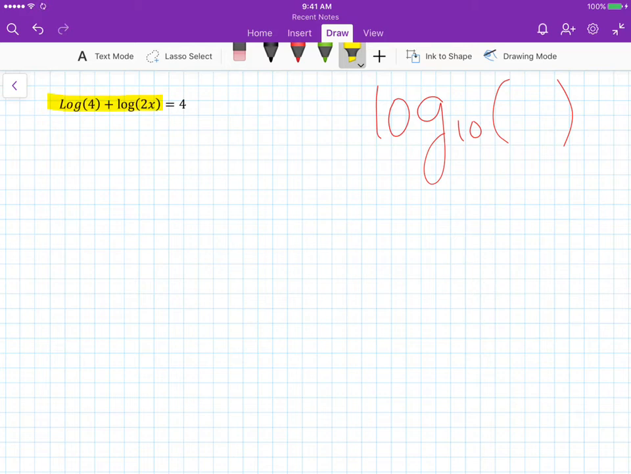Now, this time they're adding together, so I can use the product rule, and say this really is the same thing as being able to combine 4 and 2x by multiplication. And 4 times 2x is actually just 8x. So now I have the log of 8x equals 4. Great. Well, again, this is a base 10, but it's imaginary, where we don't have to write it.